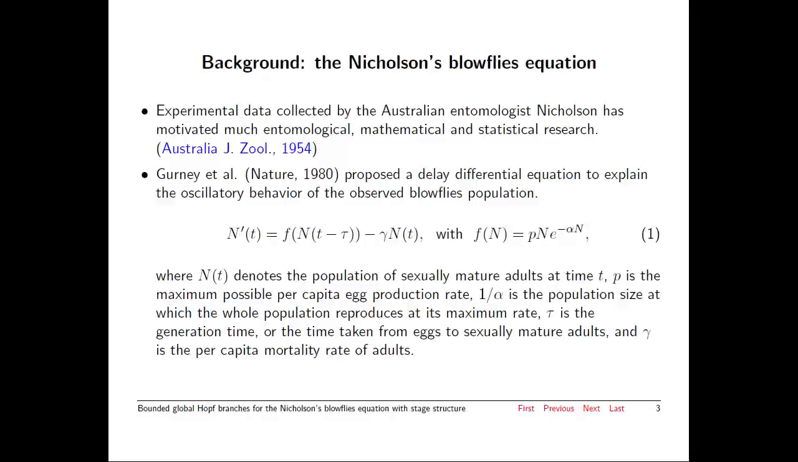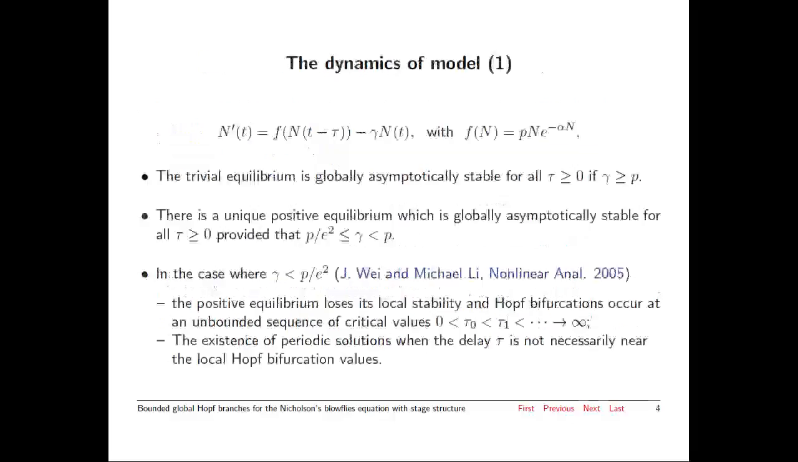It means if we use a to describe the age, then if the age a is larger than the generation time tau, the population is mature adults, otherwise it's immature. This is the first proposed model to describe the blowfly populations and explain this oscillatory behavior. And for this model, lots of mathematicians studied it, and the dynamic behavior is very clear.